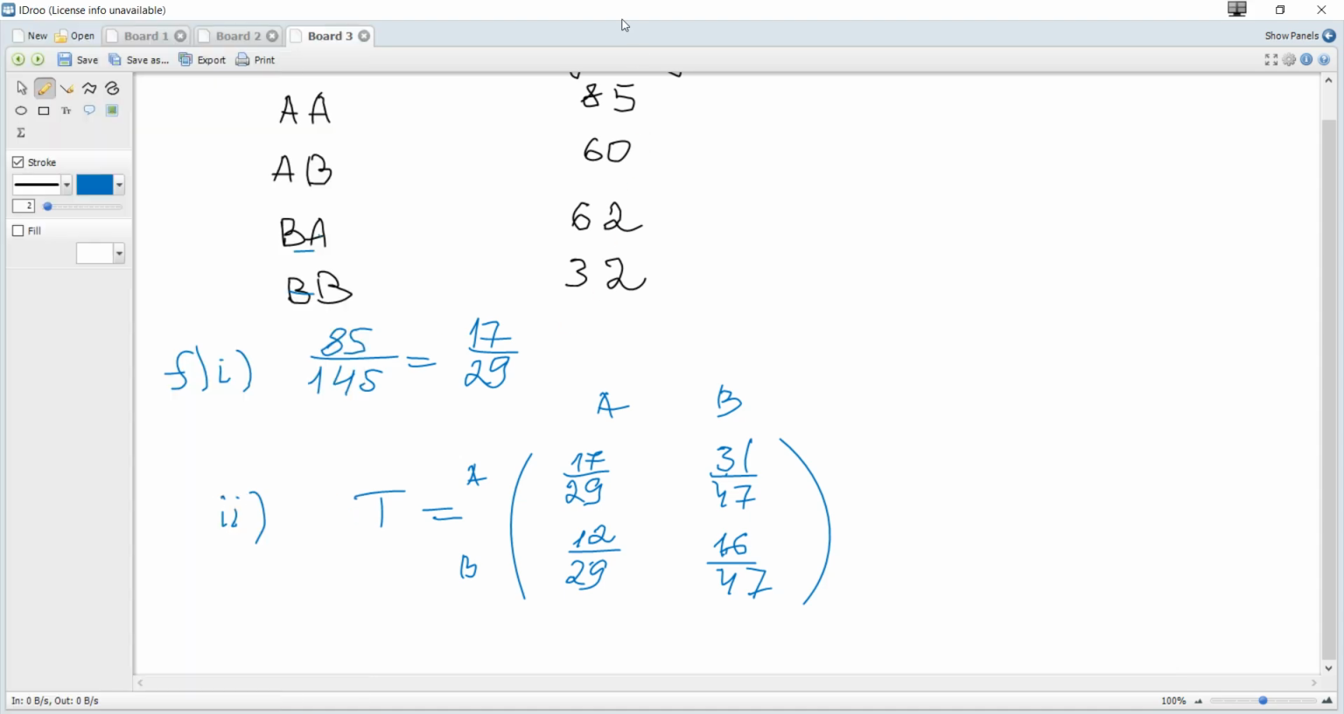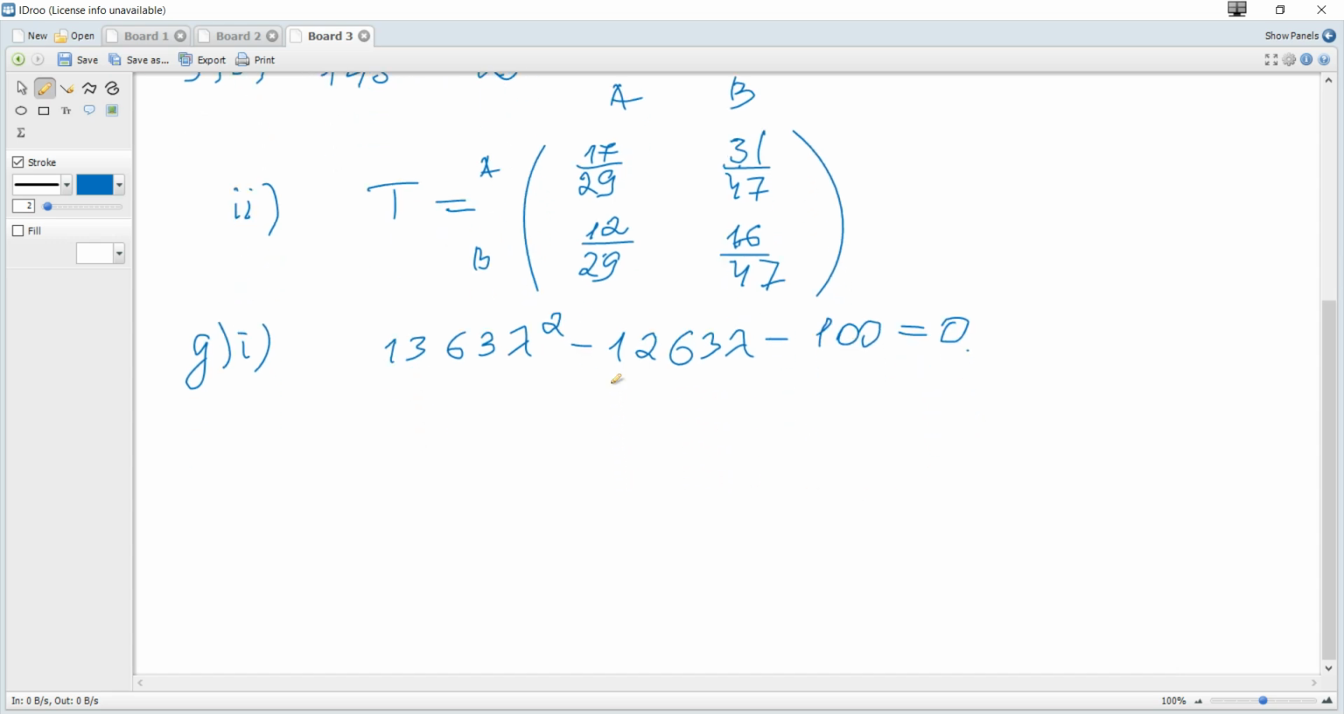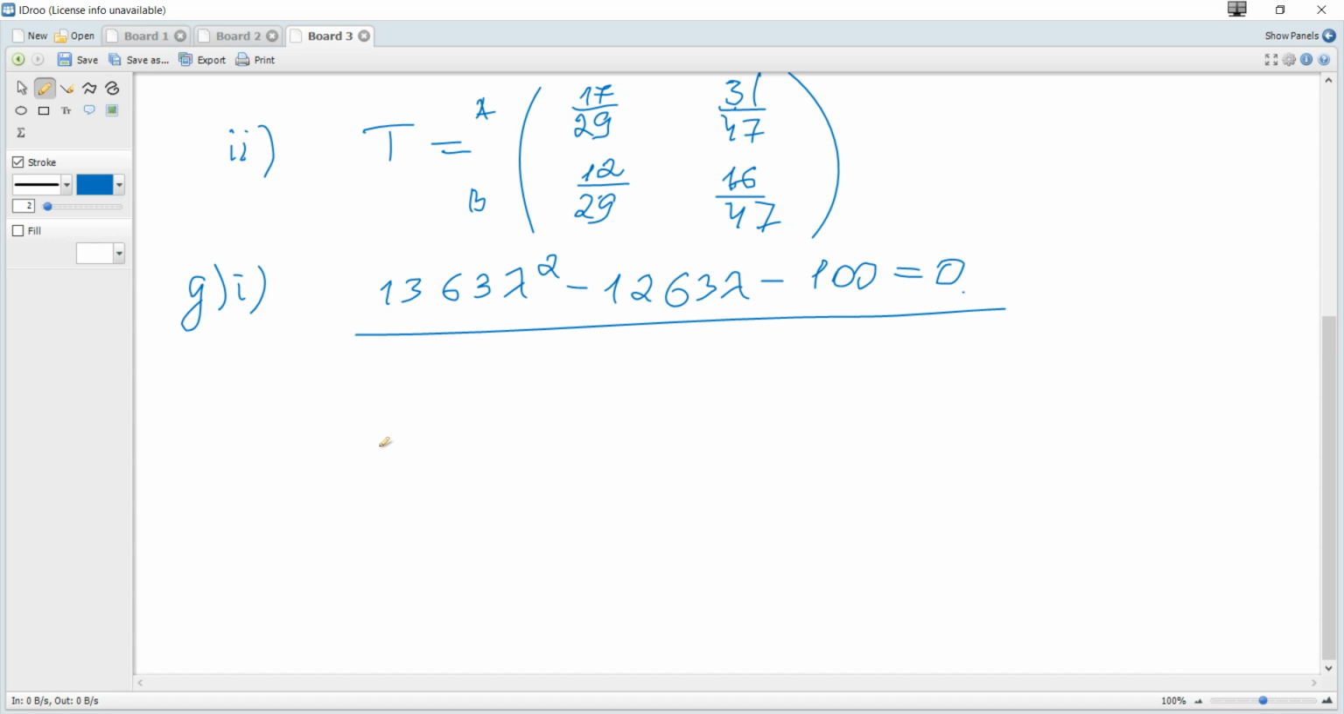The next, G, show that the characteristic polynomial of T is. It arises when we need eigenvalues, and actually the next questions are to find eigenvalues and eigenvectors. So how to find eigenvalues? We can see the determinant of the next 2 by 2 matrix to be 0.